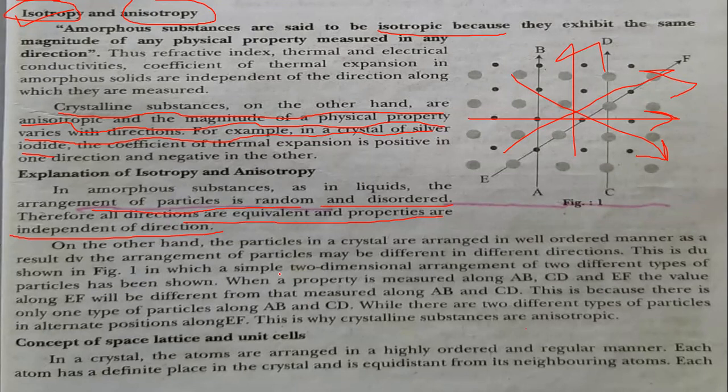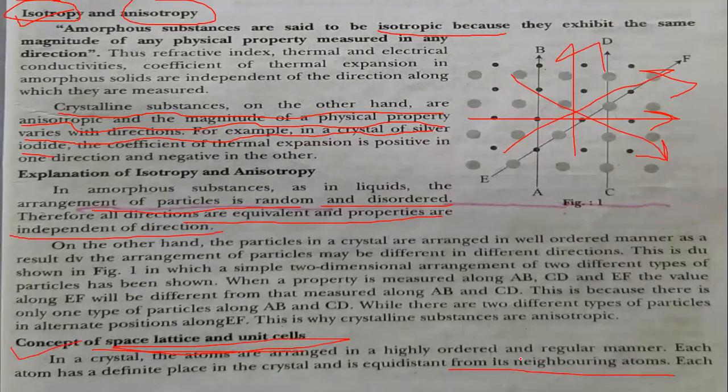Now, what is the concept of space lattice and unit lattice? We'll see the concept of space lattice and unit lattice. In a crystal, the atoms are arranged in a highly ordered and regular manner. Each atom has a definite place in the crystal and is equidistant from its neighboring atoms.